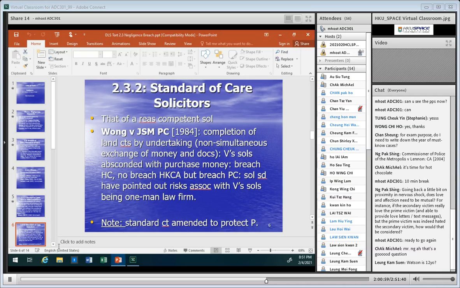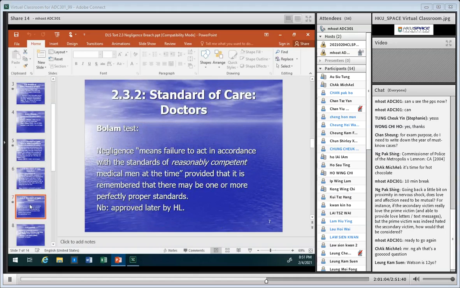By the way, in Hong Kong, all solicitors carry insurance for negligence. I guess their premium went up a bit after that.